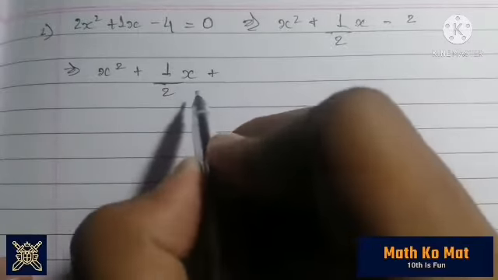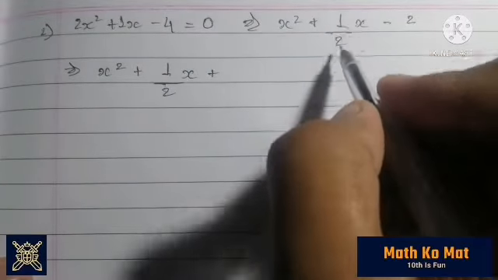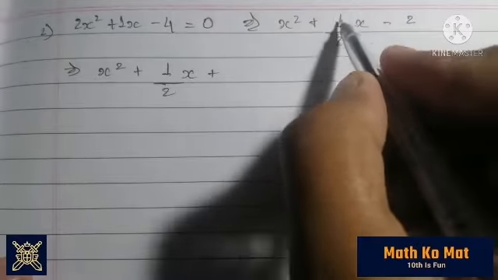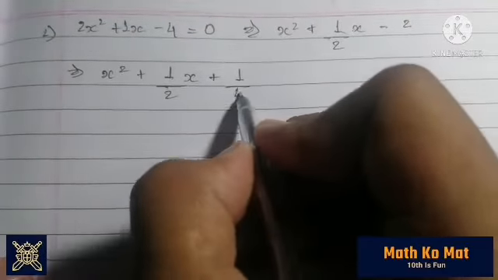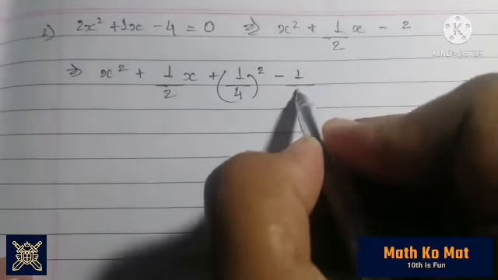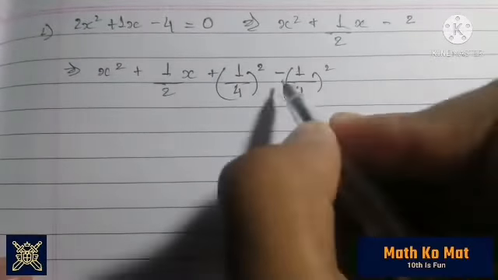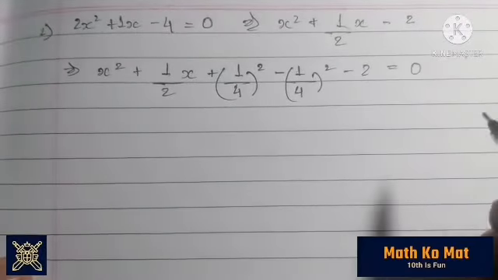plus the square. Keep in mind the square of half of this constant. Half of constant 1 by 2 is 1 by 4. So 1 by 4 whole square will be added and 1 by 4 whole square will be subtracted. No change, and this minus 2 comes as it is, equal to 0.